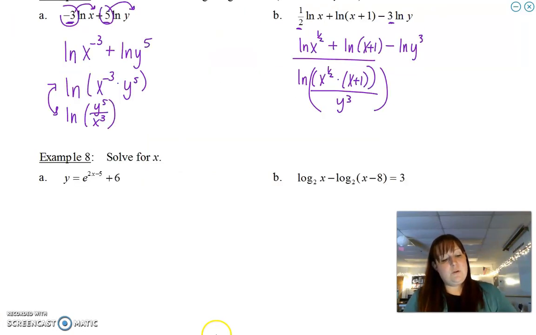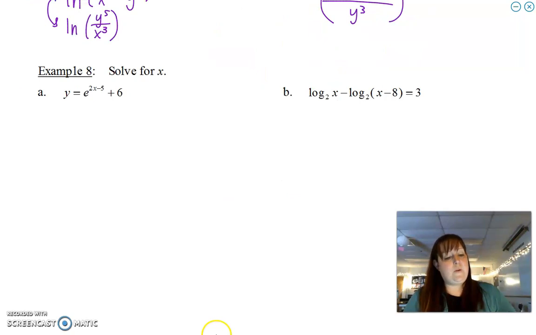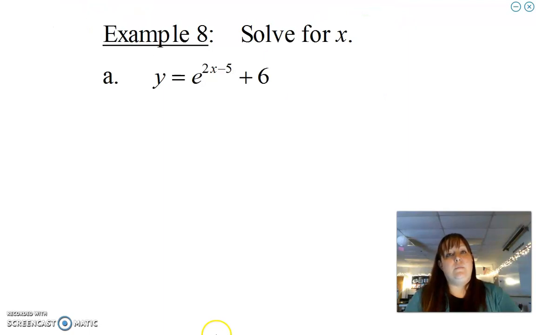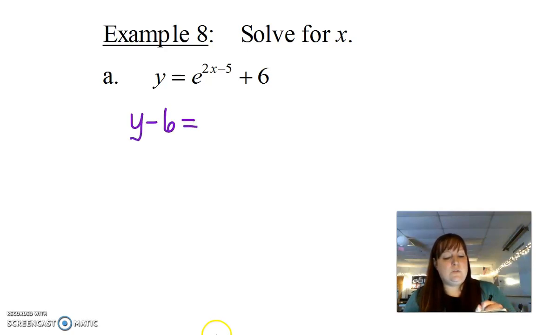Okay, here are a couple ones we're solving for x. Okay, so the first thing we want to do is get the exponential all by itself, because remember, logs don't distribute, so I can't just take the natural log of this side, because it won't be the natural log of e to the x plus the natural log of 6. That doesn't work, right? Okay, so we have to get that e to the x all by itself so that we can then start getting that exponent out. So this is y minus 6 equals e to the 2x minus 5.